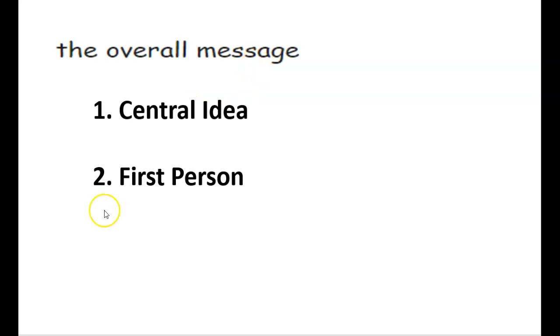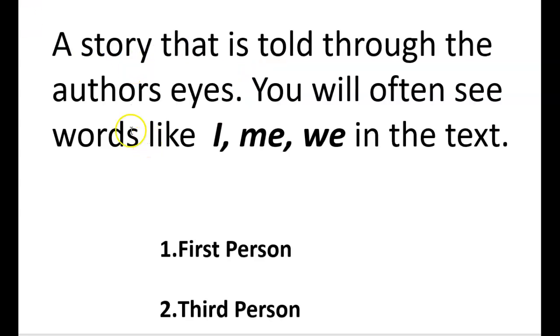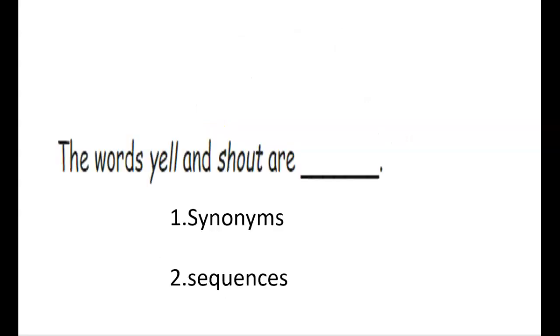Central, the overall message. Again, we said a story that is told through the author's eyes. You will often see words like I, me, and we in the text. That is going to be first person. First person and I. Think about, that's one way you can remember. First person is I. You're talking directly about your own events. And the words yell and shout are synonyms or sequences.